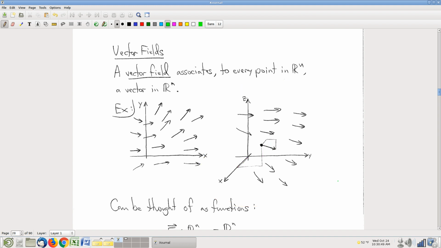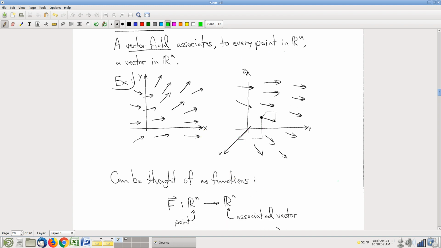So notice you can think of that as a function, right? So keep in mind the idea is that for every point, whether it's a point in R2, point in R3, whatever, you can think of that point as the input to this function, and the output from this function is, well, what is the vector that you associate at that point?